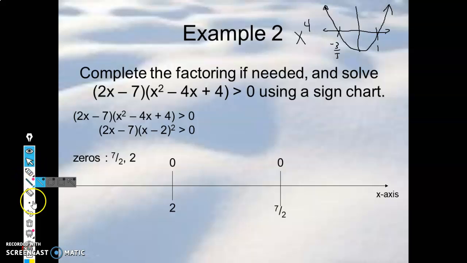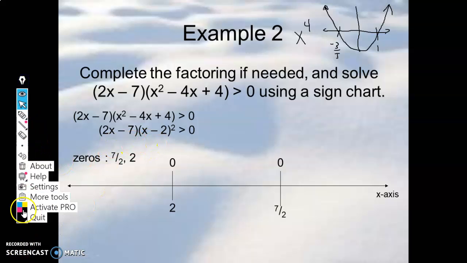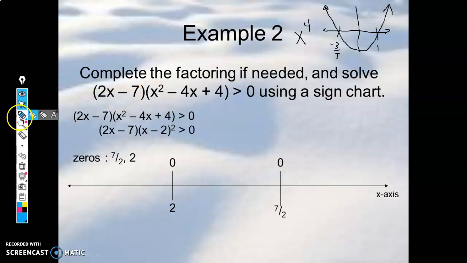So for instance, let me get a different color here. Blue. I would pick, say, 0, because 0 would be in this region. And I'd substitute it in for x here, and I'd consider what the signs would be. So I put 0 into this factor. I would get 2 times 0 is 0 minus 7. I don't really care what the number is. I know it's going to be negative.